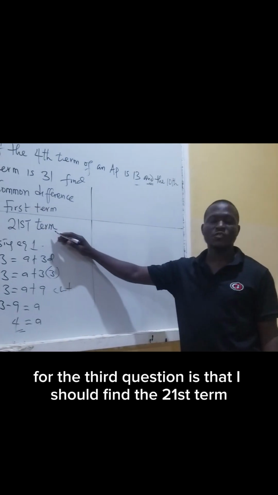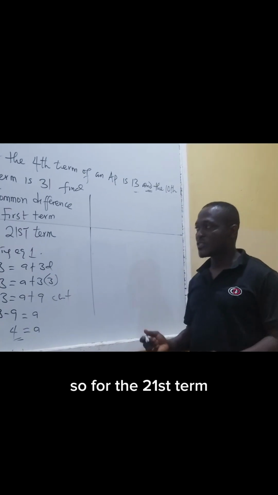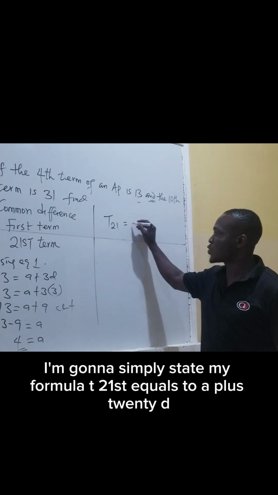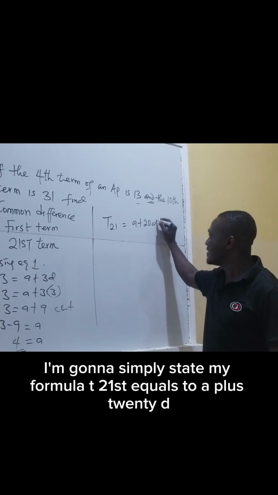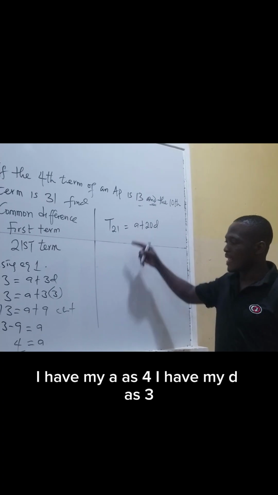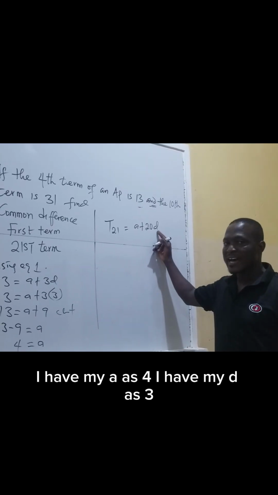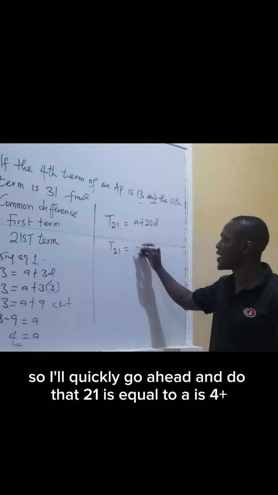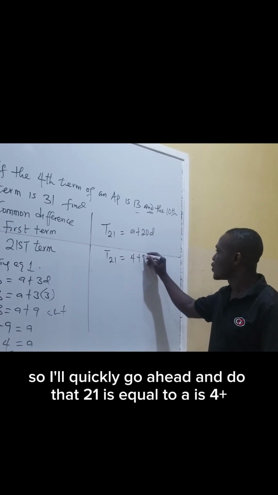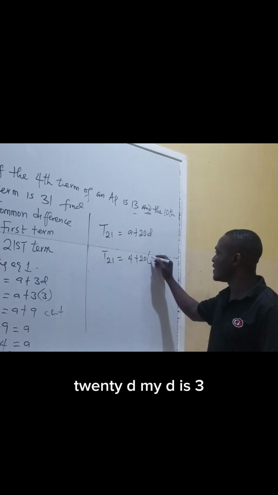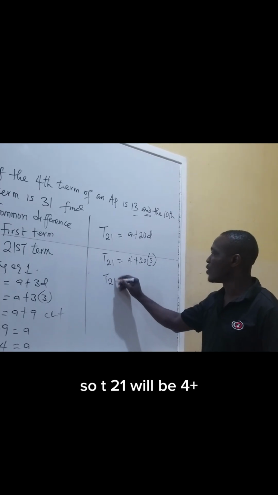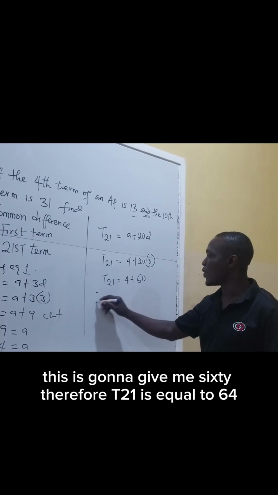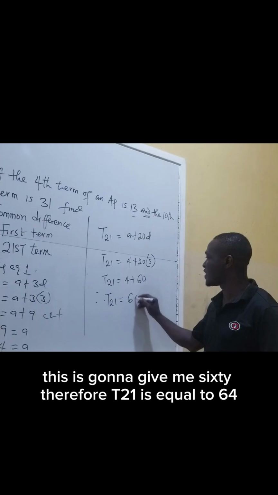For the third question, we are to find the 21st term. So for the 21st term, I'm going to simply state my formula. T21 equals A plus 20D. I have my A as 4. I have my D as 3. So I will quickly go ahead and do that. T21 equals 4 plus 20 times 3. This is going to give me 60. Therefore, T21 is equal to 64.